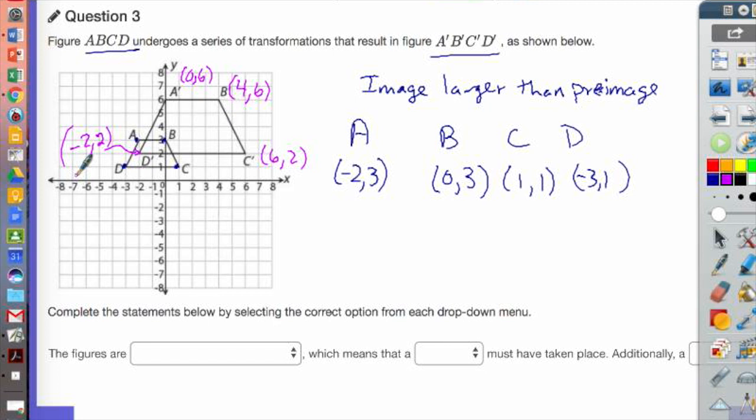Okay, let's look at some distances. This is 4 units, and then we go from negative 2 to 6, that's 8 units. A to B is 2 units, and D to C is going to be 4. So it looks like a factor of 2.